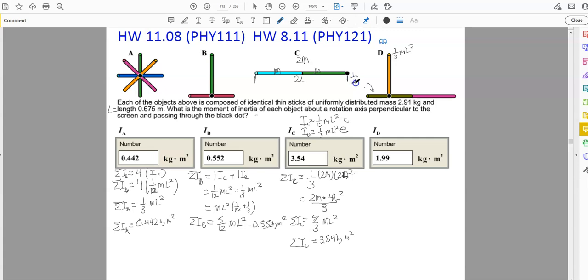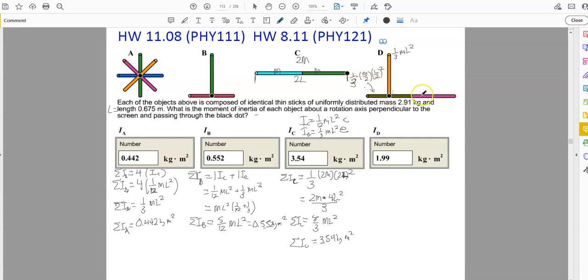But this one is 1/3. It's a rod spun about its end, but this guy is an M over 2. It's a half mass, and it's also a half length, and it's L over 2 squared, right? Because it's half of a full rod, so we have to take the mass divided by 2 and also the length divided by 2. So hopefully that makes sense.